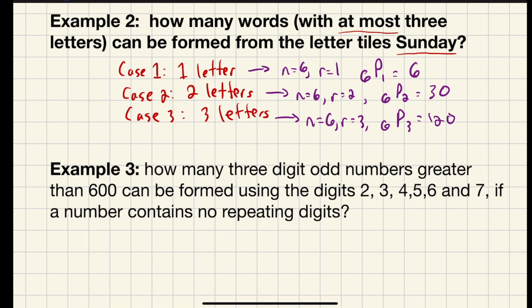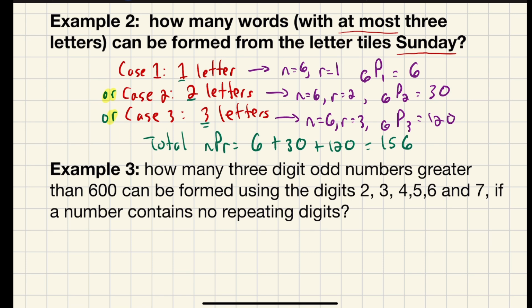And so it's at most 3, so you could have 1 letter or 2 letters or 3. And since the word is or, we can add each of the counts separately. So the total permutation is going to be 6 plus 30 plus 120, and that gives us 156 possible arrangements here.